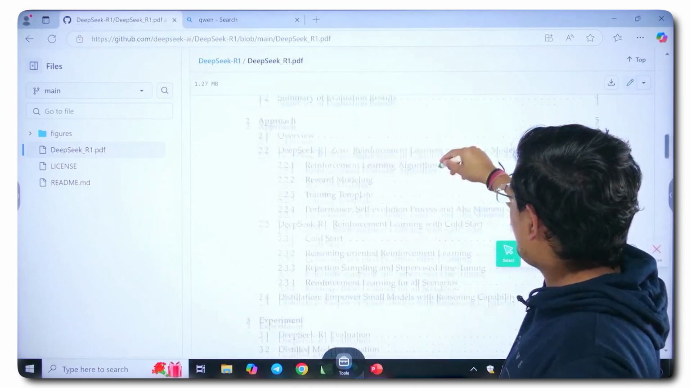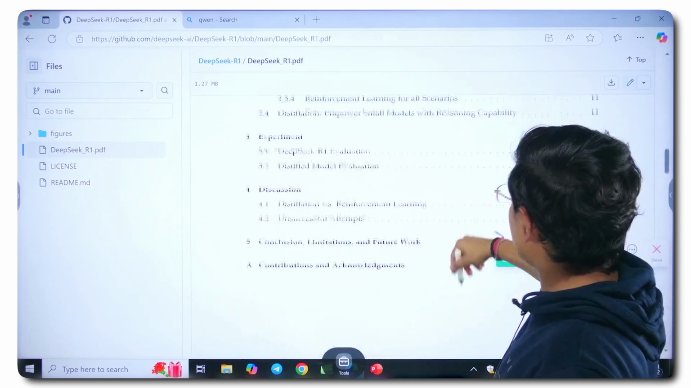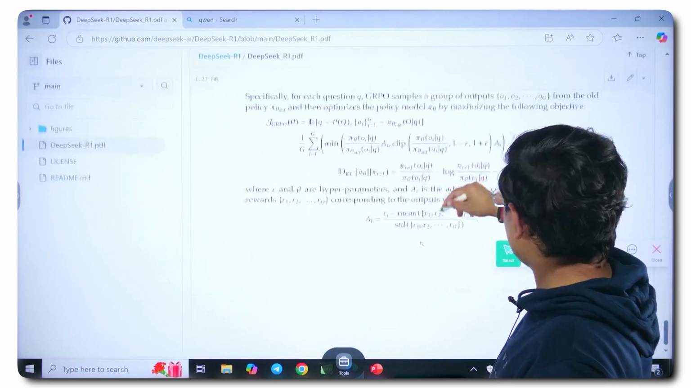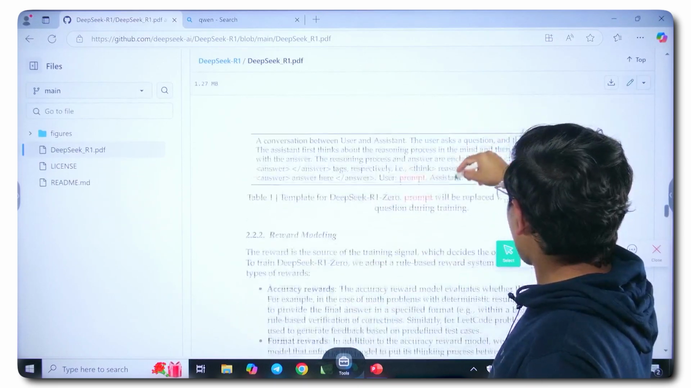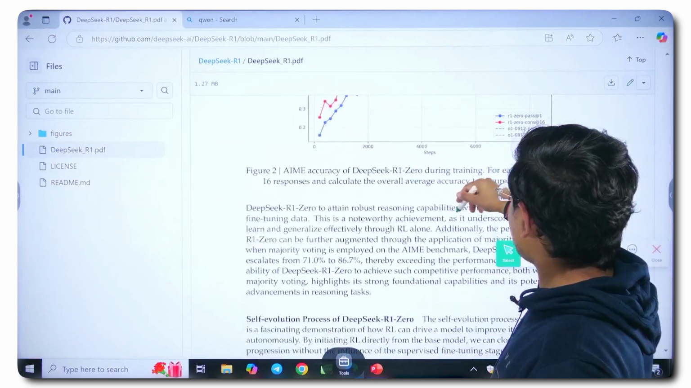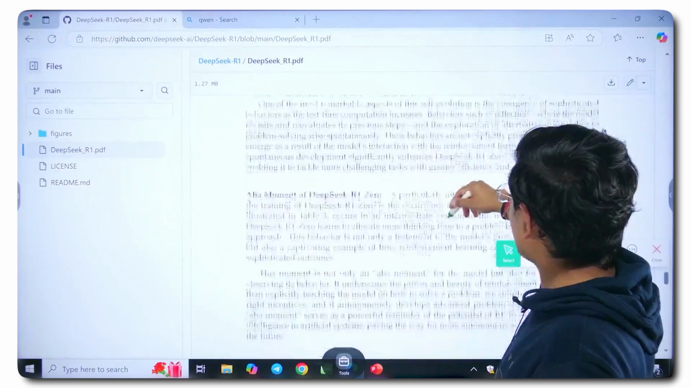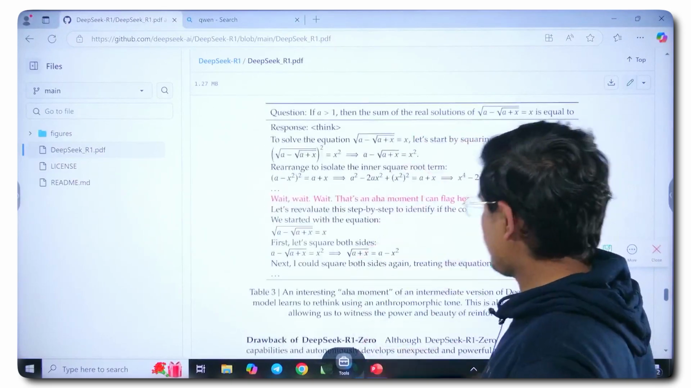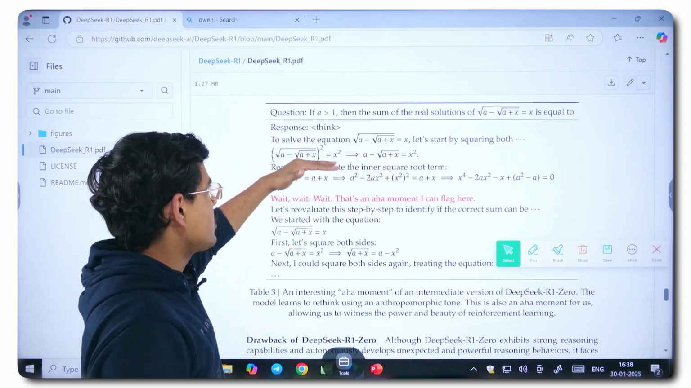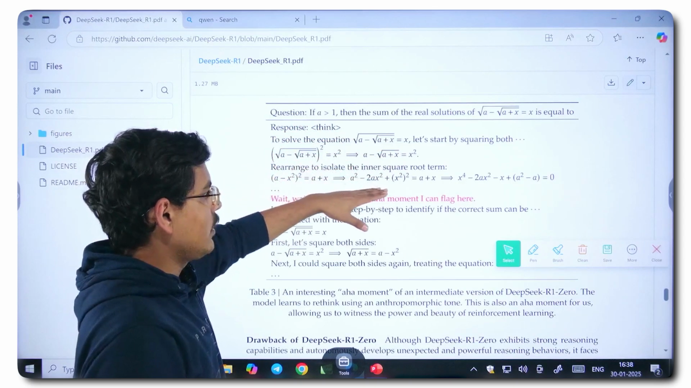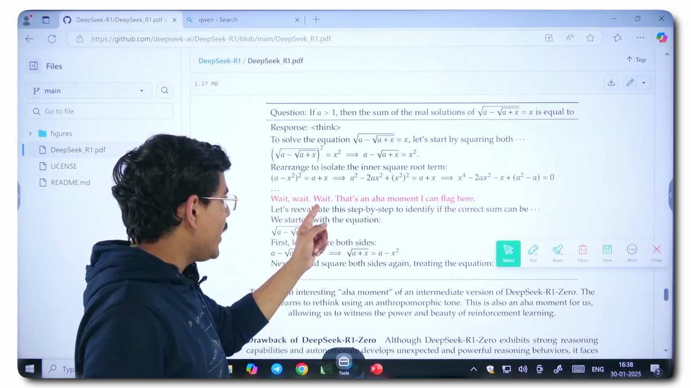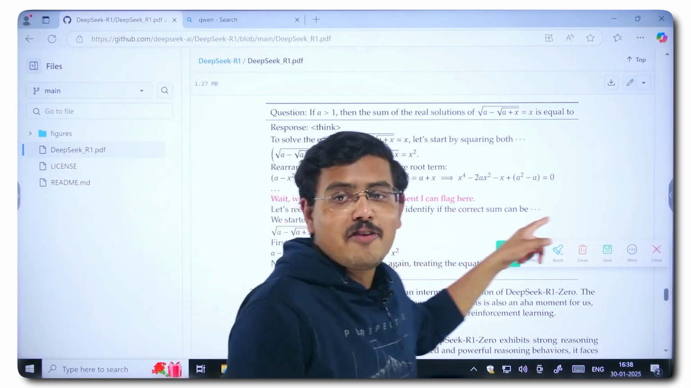And if I go ahead and go to the aha moment of it, on page number 6, if I correctly remember. Yep, it's on page number 6. So if I go ahead, this is page number 7, and here you'll find one place where this is the question, this is the prompt, where they asked a question and this was the response. It thought for a while, then it started solving the equation, but this was the response that was generated by DeepSeek AI. Wait, that's an aha moment I can flag here.